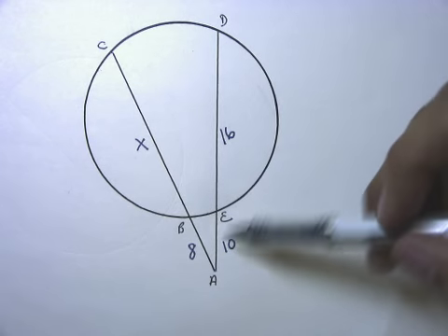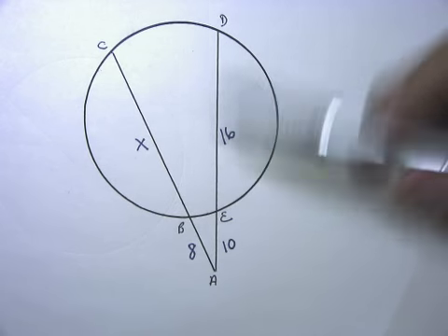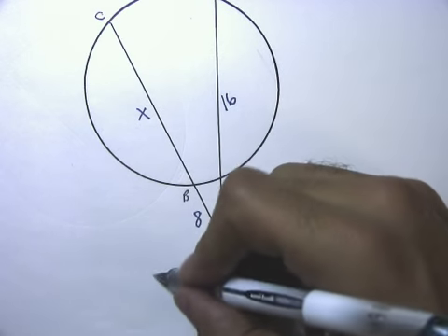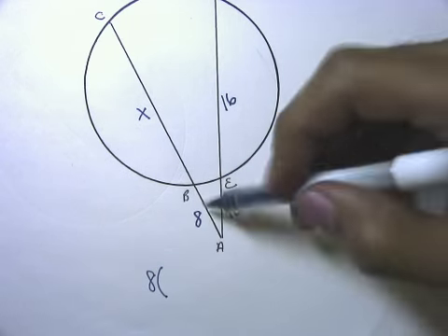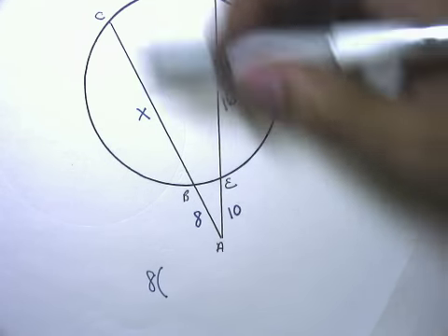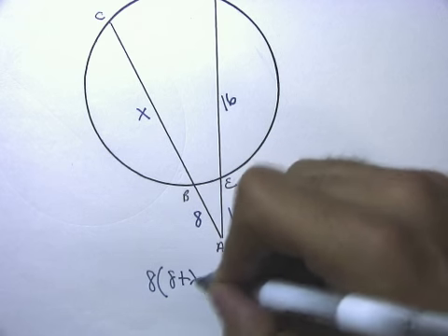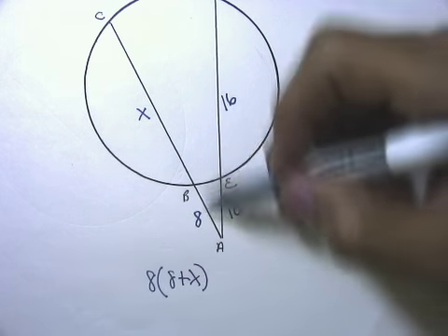Let's do one more example together. Here I have the outer portion is 8. This is x. This outer portion here is 10. And this part here is 16. And they want me to find x here. Well, again, I'm going to stick with the rule. The rule says the outer portion is 8. And I'm going to multiply that times the entire thing, right?